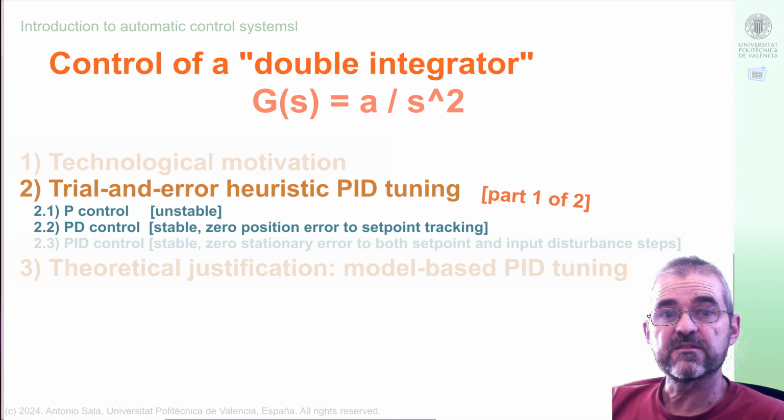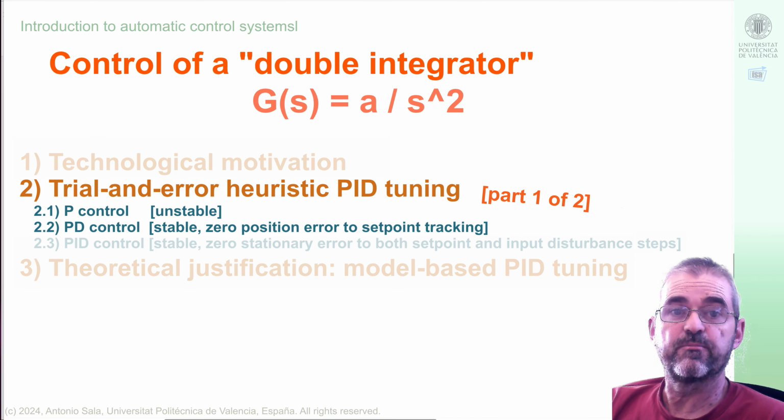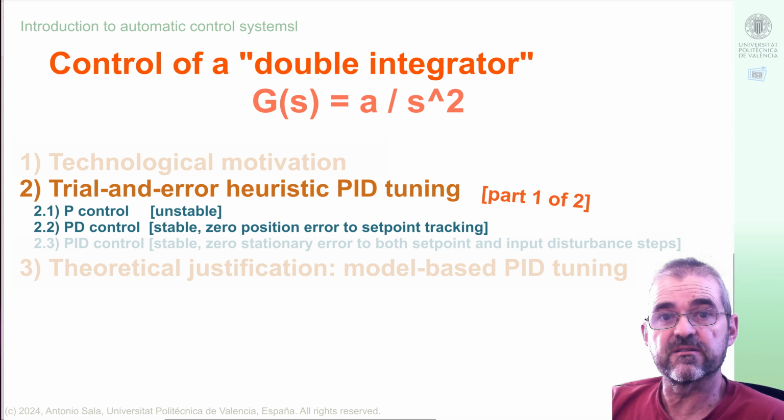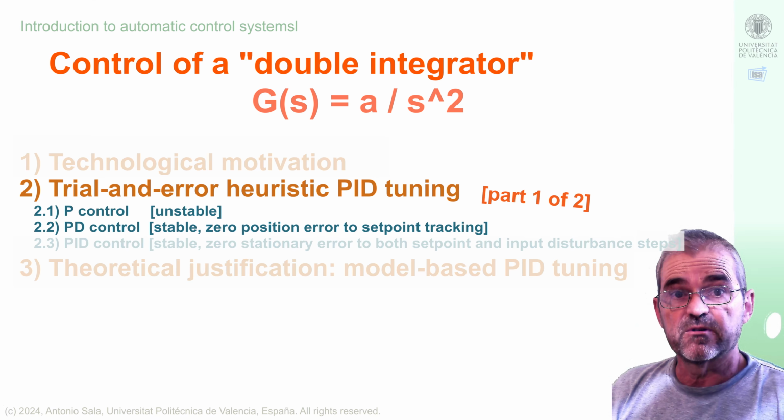I'm Antonio Sala, and in this video we are going to discuss the heuristic, trial and error, intuitive tuning of a PID controller for a double integrator process, which is position control of a mechanical system in which my force is the manipulated input. For brevity, in this video we will consider only the proportional and derivative controller tuning and some derivative action options and tweaks. The full PID, adding integral action for better disturbance rejection performance, will be discussed in a sequel video.